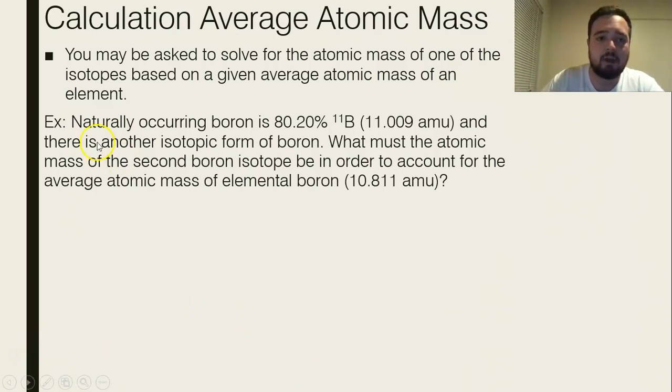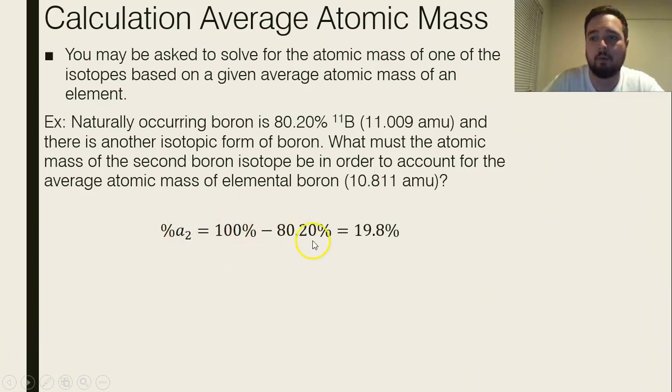Okay, so you're given the average atomic mass of boron on the periodic table, which is 10.811 AMUs. And you're given the percent abundance and the mass of the isotope for the first isotope in the series. Now you're probably asking, well, we don't know the percent abundance of the second one. Well, if we assume that there's only 2 isotopes for boron, what we can do is say the percent abundance of the second one has to be 100% minus 80.2, which turns out to be 19.8. So now we know the percent abundance of the second one, which means we have all the information we need to perform this calculation.